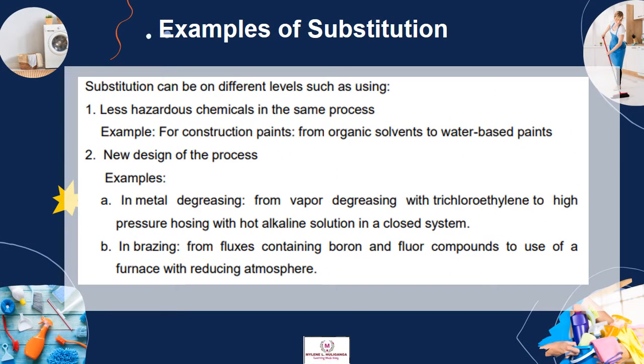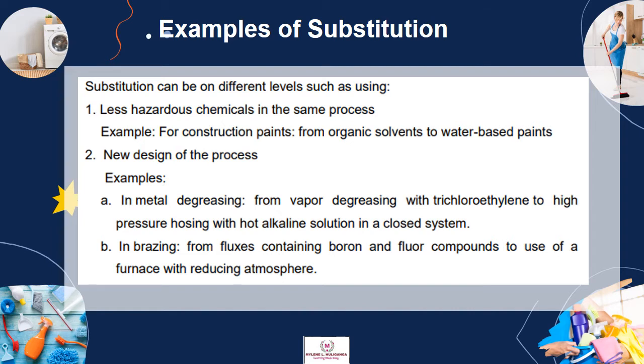Examples of substitution. Substitution can be on different levels, such as: 1. Using less hazardous chemicals in the same process. Example, for construction paints, from organic solvents to water-based paints. 2. New design of the process. Examples: in metal degreasing, from vapor degreasing with trichloroethylene to high-pressure hosing with hot alkaline solution in a closed system.